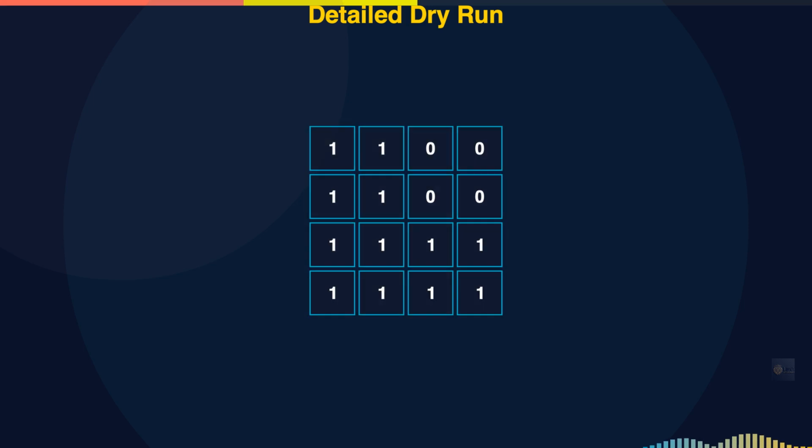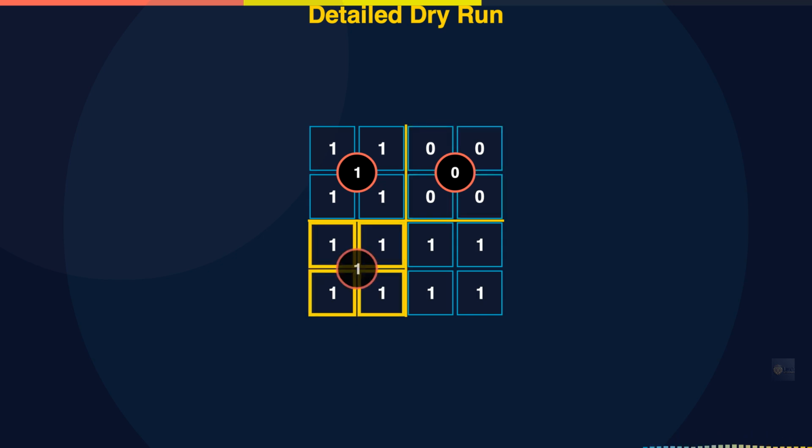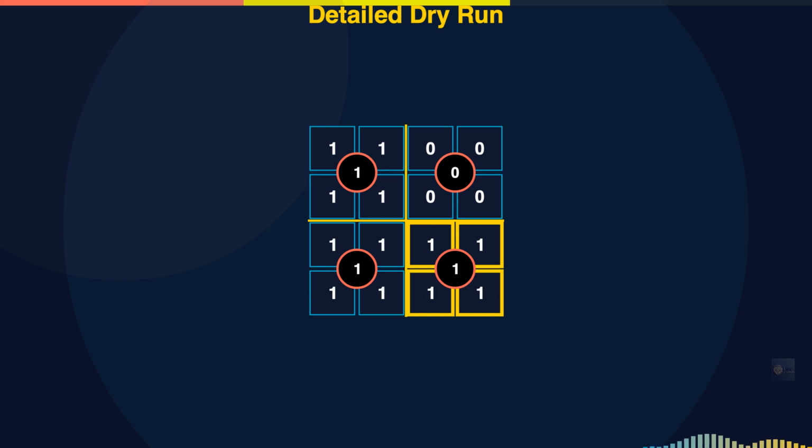At the full 4 by 4 window, we are not uniform because we see both 1s and 0s, so we split into 4 2 by 2 blocks. First block, top left 2 by 2, is all 1s, so we return a leaf with val true and isLeaf true. Second block, top right 2 by 2, is all 0s, so we return a leaf with val false and isLeaf true. Third block, bottom left 2 by 2, is all 1s, so that is another 1's leaf. Fourth block, bottom right 2 by 2, is all 1s, so we return another 1's leaf.